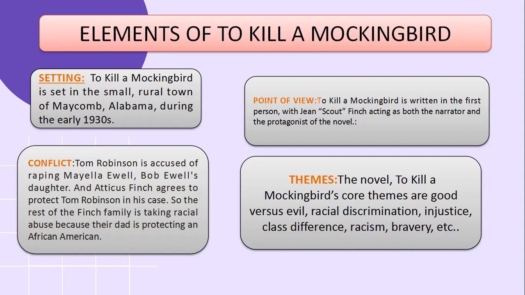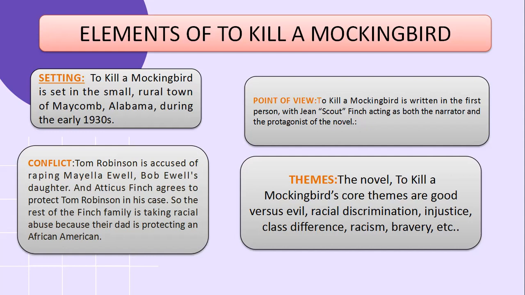The point of view: To Kill a Mockingbird is written in the first person with Scout Finch acting as both the narrator and the protagonist of the novel. Because Scout is only 6 years old when the novel begins and 8 years old when it ends, she has an unusual perspective that plays an important role in the work. Scout becomes an unreliable narrator because her innocence causes her to misunderstand and misinterpret things.